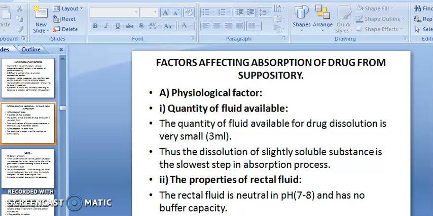There is a physical factor. In physical factors, we will discuss the quantity of fluid available in your cavities. The quantity of fluid available for drug dissolution is very small because the cavity contains only 3 ml of body fluid, that is liquid. Thus the dissolution of slightly soluble substances is the slow step in the absorption process. Because of this reason, slower absorption of your drug takes place.